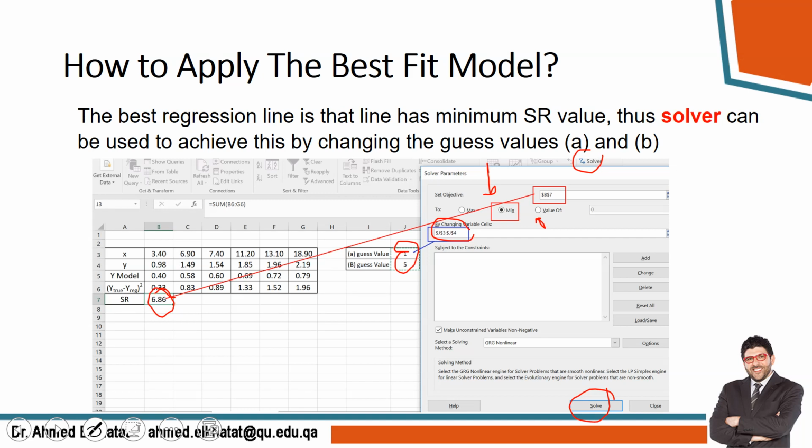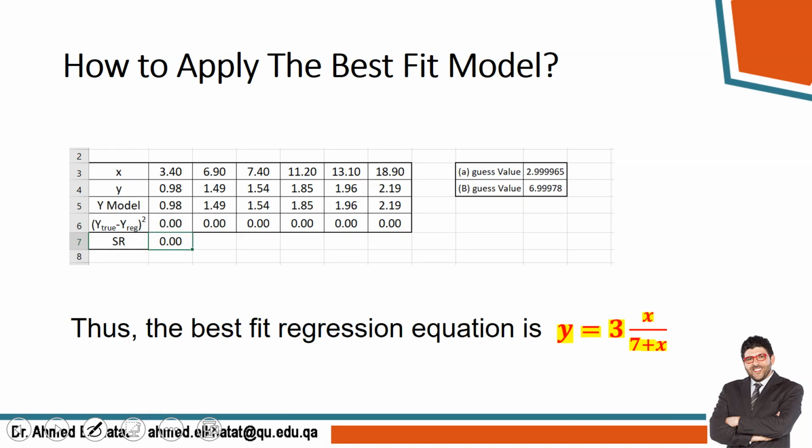Now this is the solution after solving. As you can see here, SR becomes 0. We get a perfect result, and this is 0, 0, 0, 0, 0. Now notice that Y model is exactly Y actual, and the trials I got are 2.9 and 6.9. Since I know where A and B are, this is my equation.